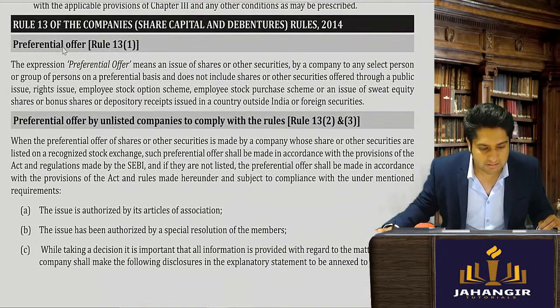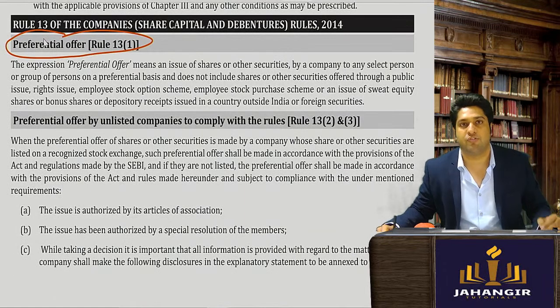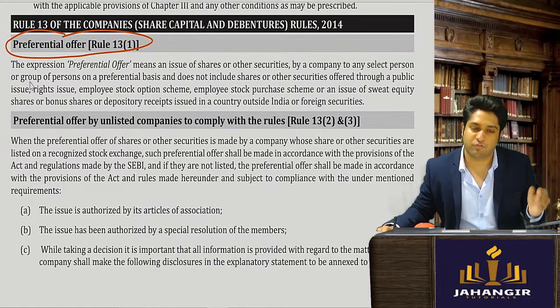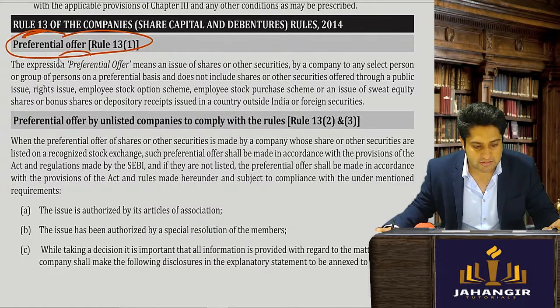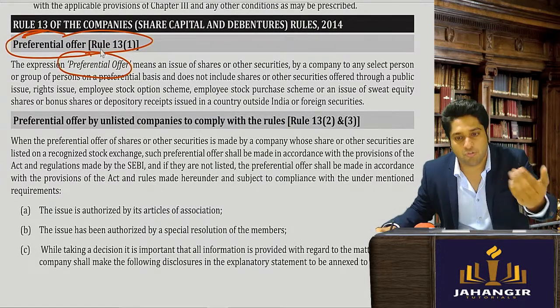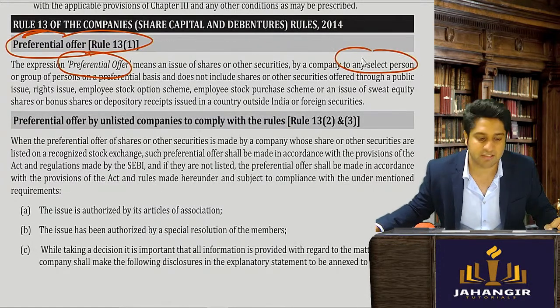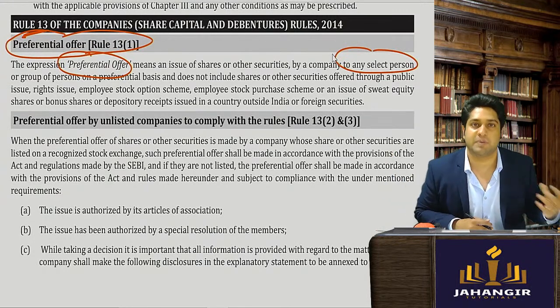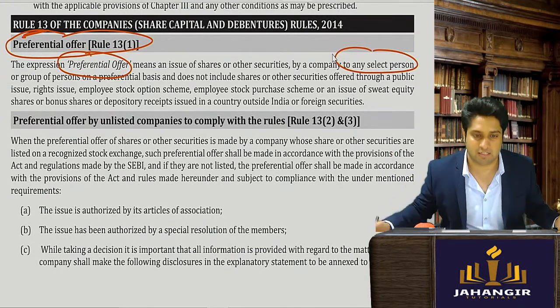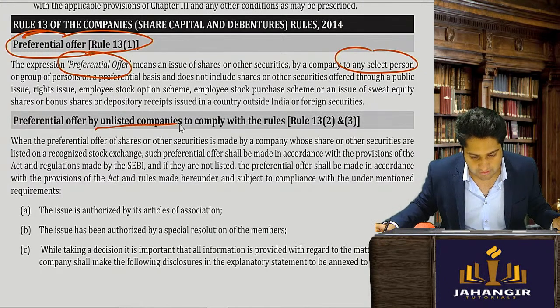Now they're explaining the meaning of preferential offer. The section for preferential offer, as we did, is section 62(1)(c) read with Rule 13. It says preferential offer means an offer given to a selected group of persons. It's not a public issue. In a public issue, we don't make it to specific persons, we make it to the public at large. So here they have given you the conditions.